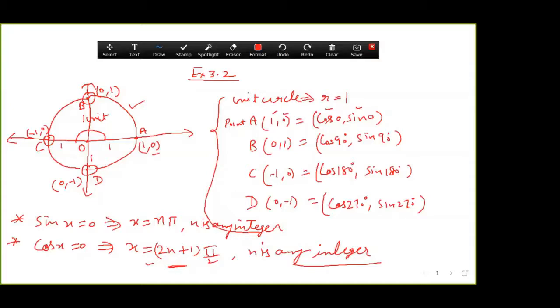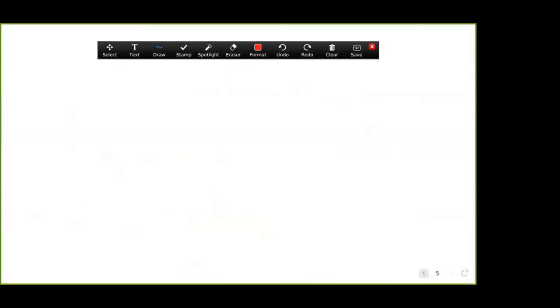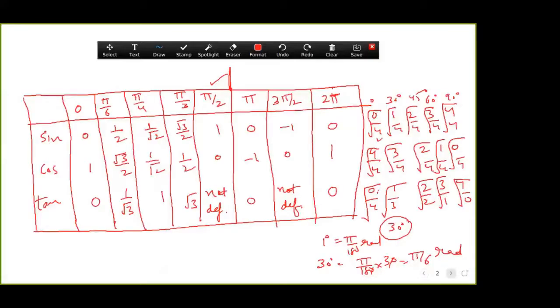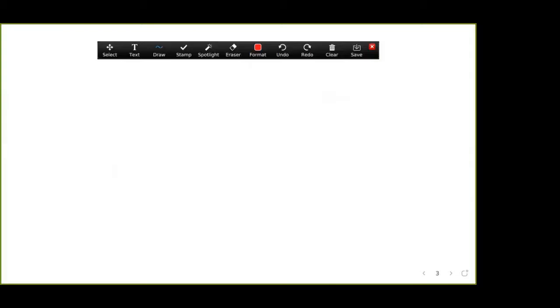Now further, a few important points we'll discuss. Yes, on page number 3, we'll discuss a few important points. The first important point which you have to learn is how to get the sign of the trigonometric function according to the quadrants. We have studied in class 10th only the first quadrant. All trigonometric functions are positive. Here all are positive. In the first quadrant all are positive.